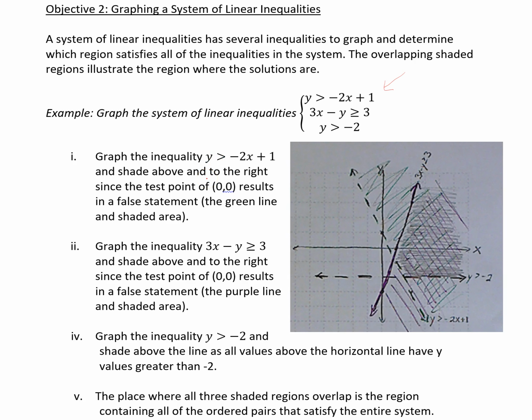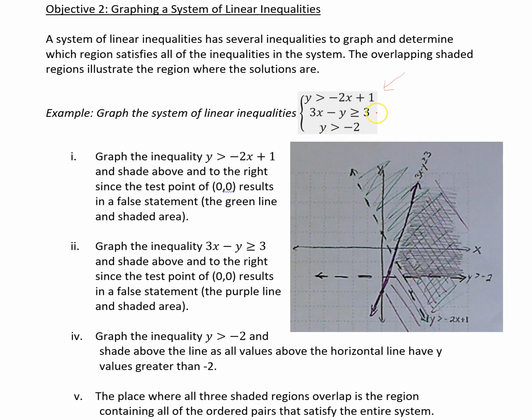We're going to be shading above that particular line, so you can see in green I shaded above and to the right of it, and that's because when I use the test point 0, 0, I get a false statement, so I don't want to shade where the origin is.